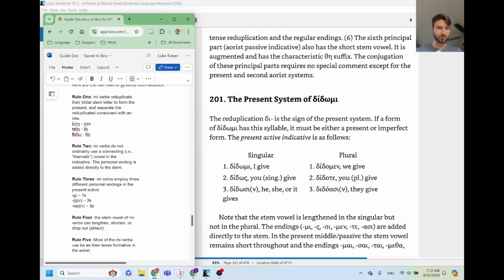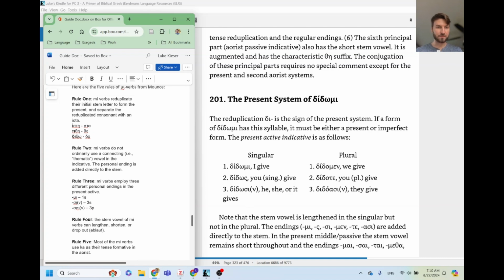Rule 2. Rule 3, we have the different personal endings, mi, sin, and asin. In rule 4, the stem vowel can lengthen or shorten or drop out. We see that, where we have an omega here in the singular, and we have an omicron here in the plural. So it's lengthened in the singular and not in the plural. And then rule 5, most me verbs take ka. So this doesn't, we're not looking at the aorist, so this isn't relevant.